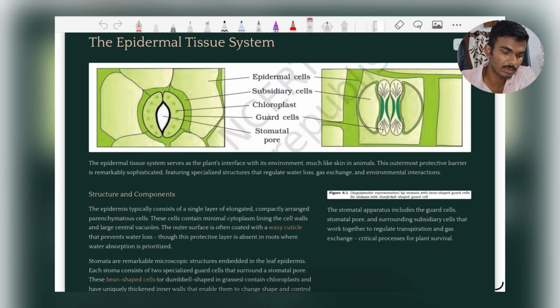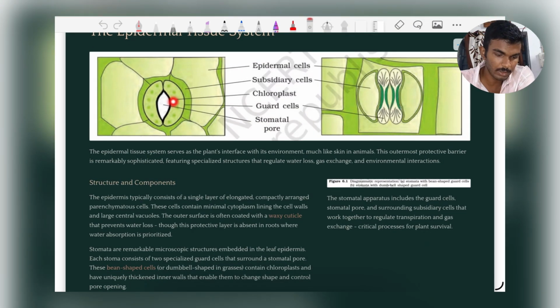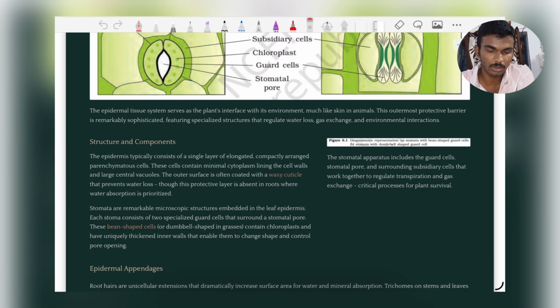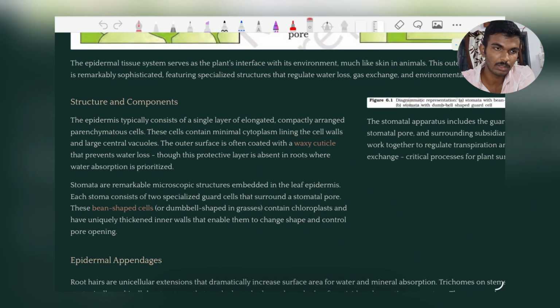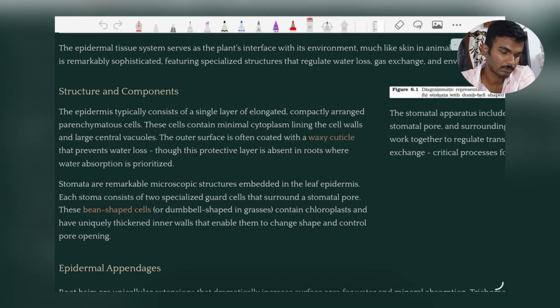As you can see over here, this is of a dicot, bean-shaped guard cells, and this is of a monocot, that is dumbbell-shaped guard cells, stomata. These are the chloroplasts, these are guard cells, these are epidermal cells, and these dark green colored cells are subsidiary cells, and this is the stomatal pore in which gases exchange, water passes through, and transpiration occurs.